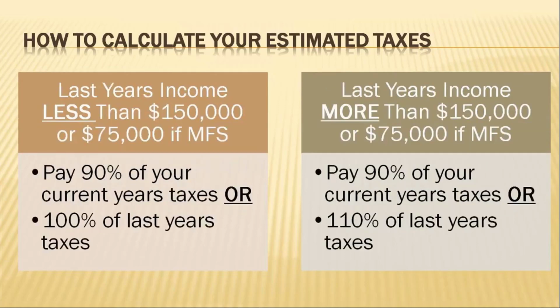Now, how do you determine how much you should pay if you decide that you want to compare this year to last year? Okay, so if your prior year's income was less than $150,000, or $75,000 if you're married filing separately, then all you're required to pay is 90% of your current year taxes, or 100% of last year's taxes, whichever is less.